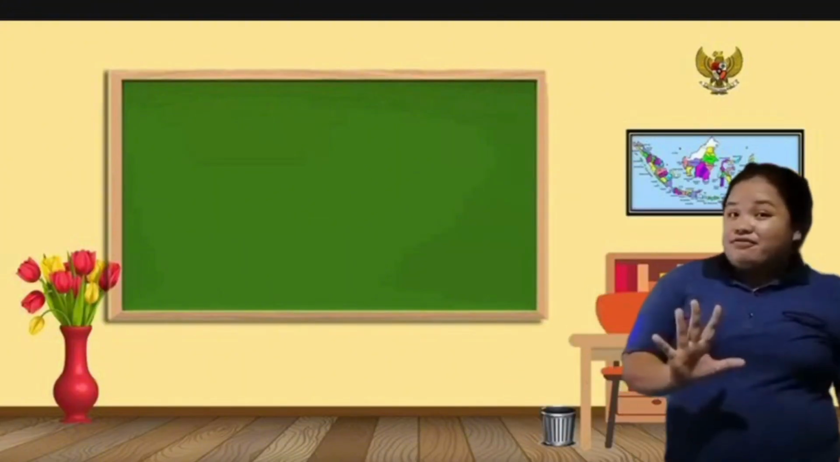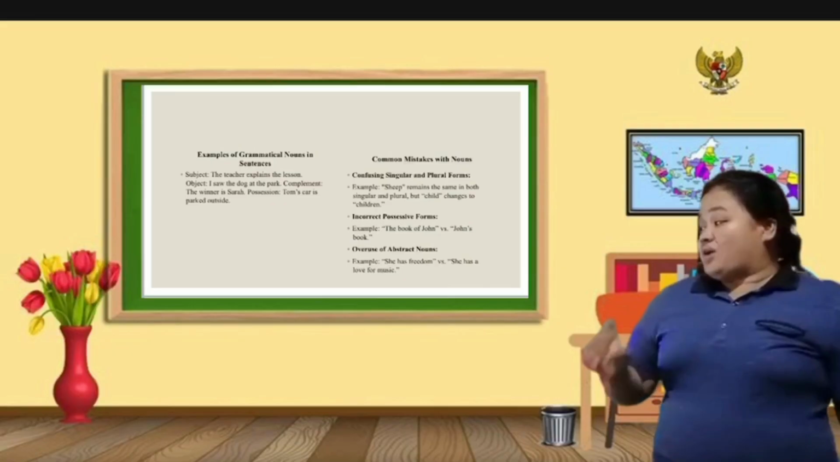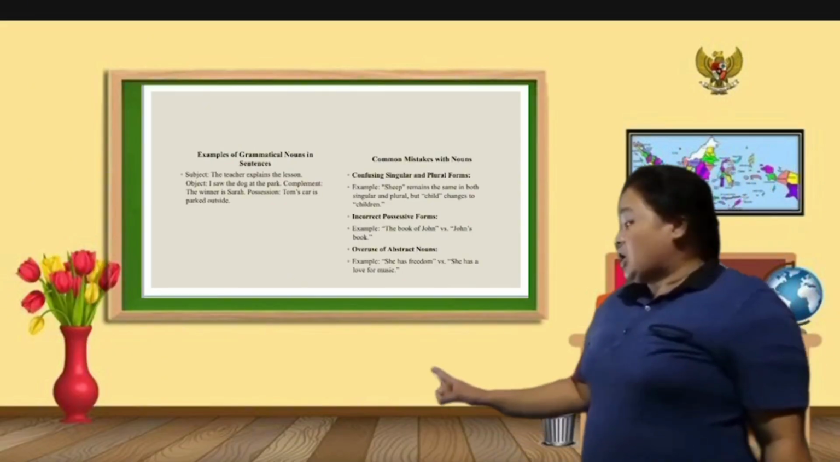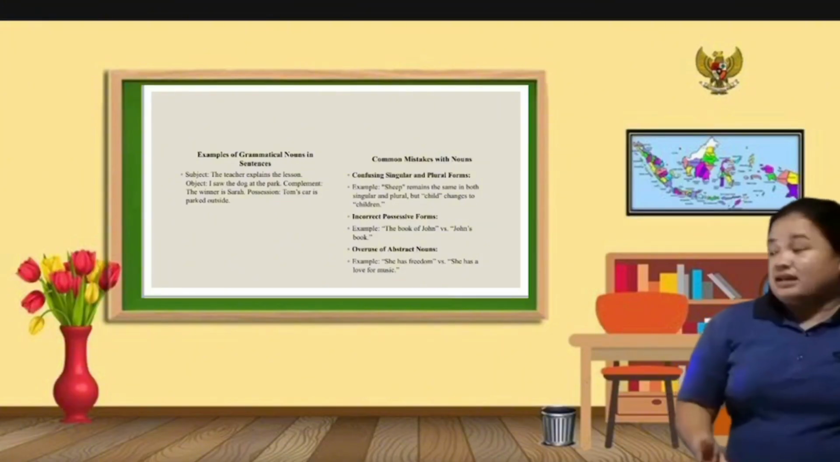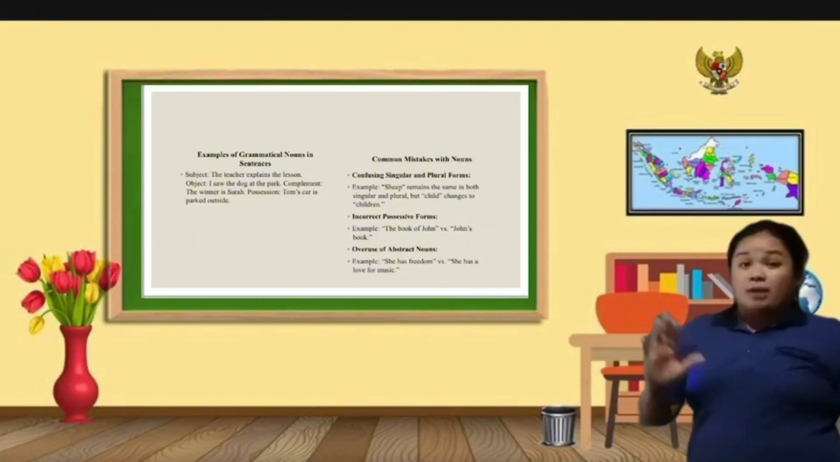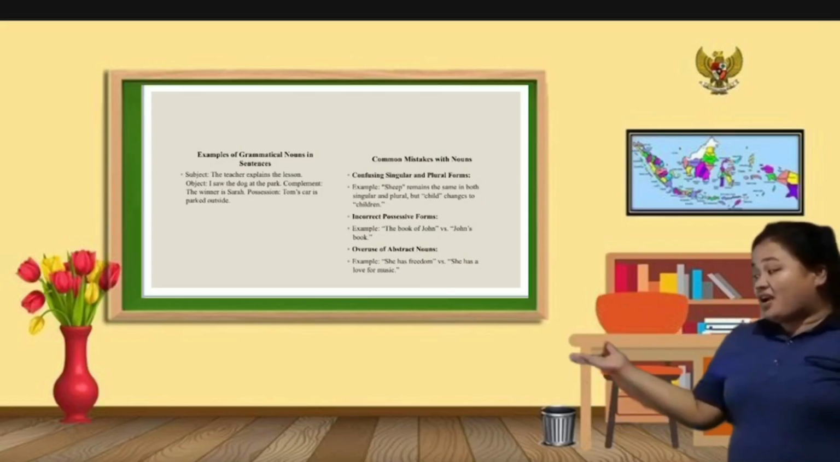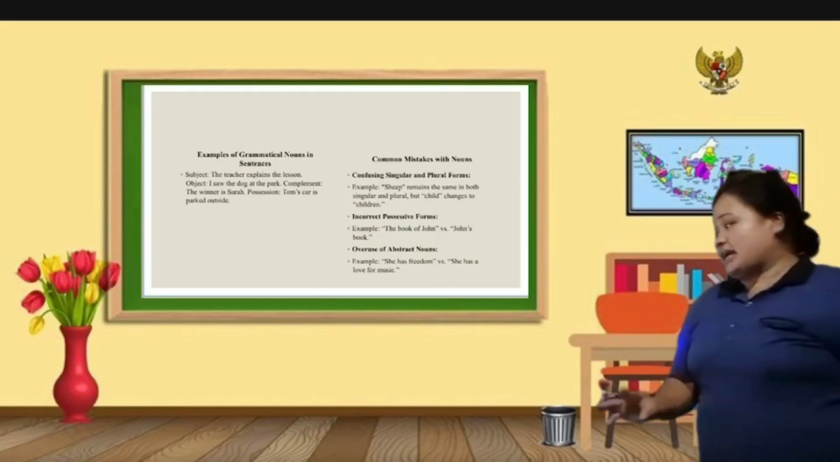And aside from that, actually there are grammatical functions of nouns in sentences. So, example, the teacher explained the lesson. As for object, I saw the dog at the park. For the complement, the winner is Sarah. So for possession, Tom's car is parked outside.